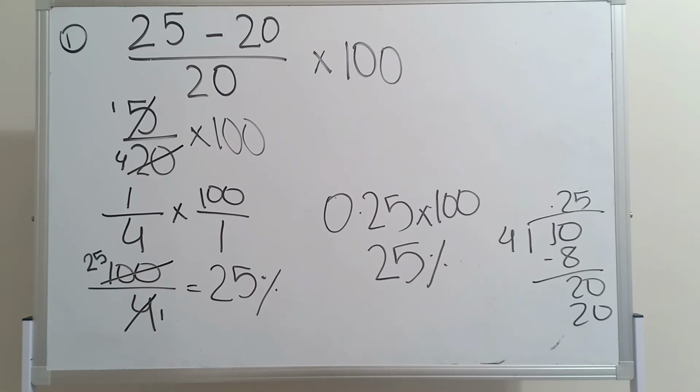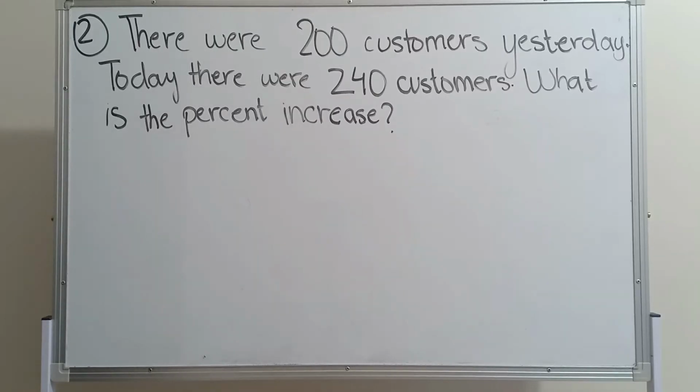So now let's get on to our second question. Here we have our second question in a problem form. So we need to set up the formula. We know that we first put the increased value, subtract the original, and then we divide it by the original, the one that was not added any number to, and then we multiply it by 100. It says there were 200 customers yesterday. Today there were 240 customers. What is the percent increase?